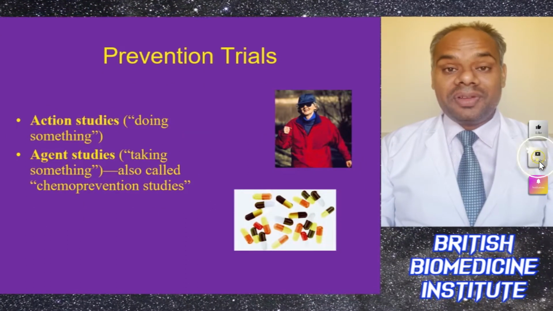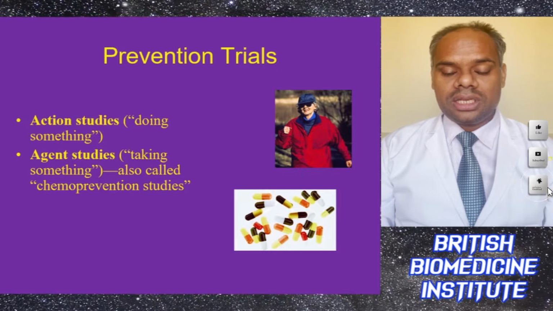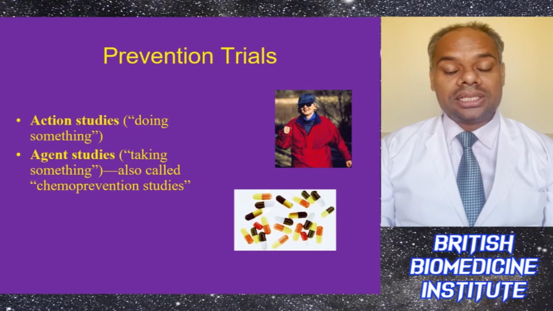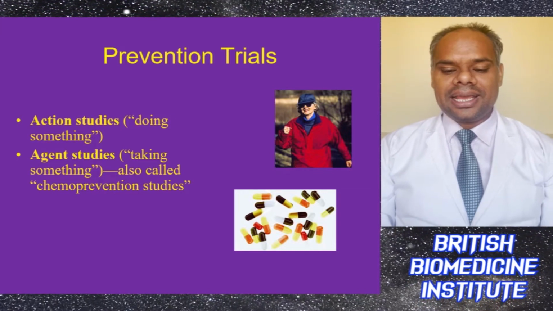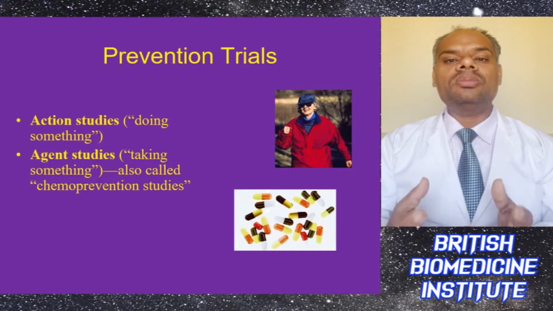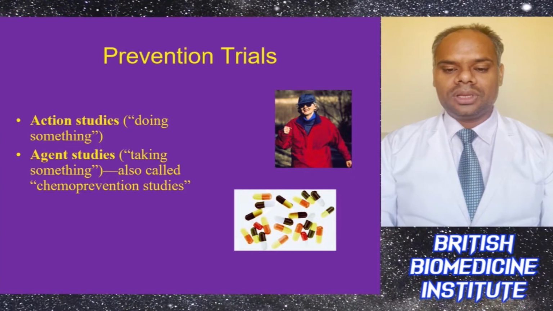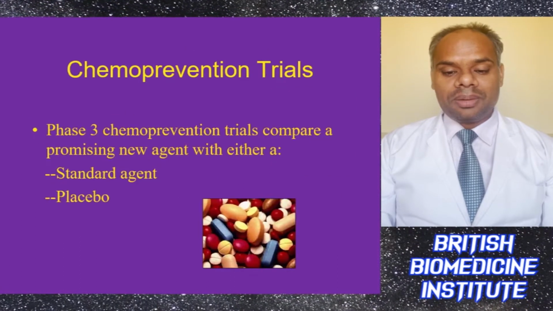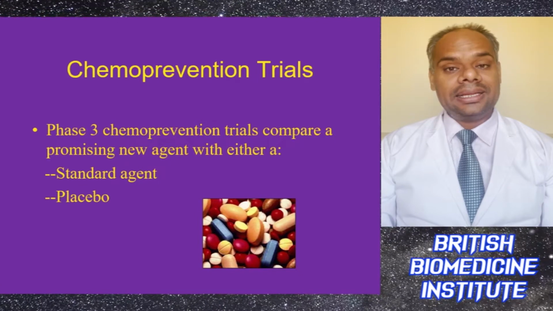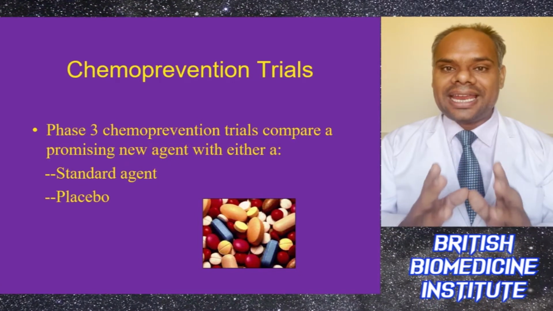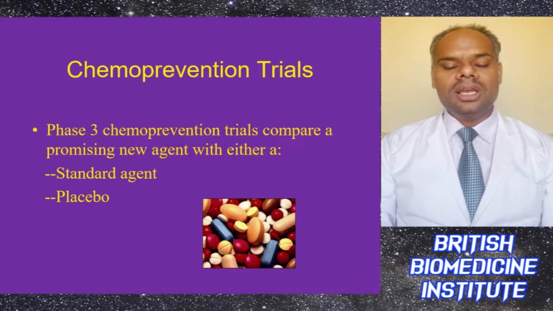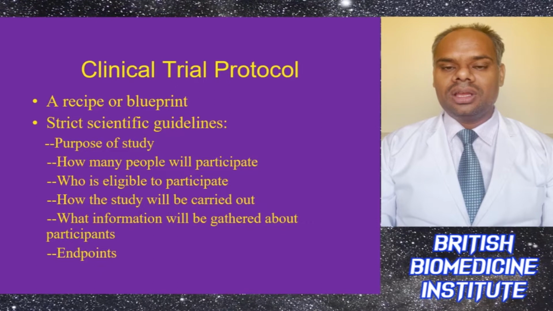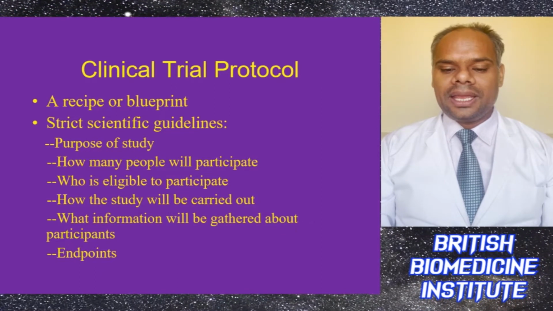So prevention trials are basically divided into two types mostly: action studies and agent studies. Action studies are like doing something. Agent studies are like taking something, also called chemoprevention studies. So basically chemoprevention trials are those trials which compare the promising new agent with either a placebo or with a standard agent.